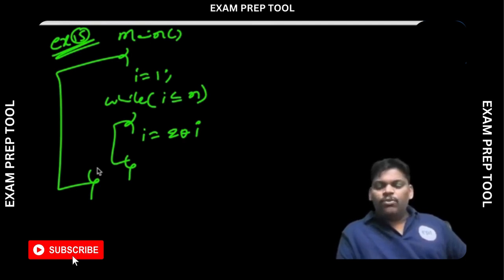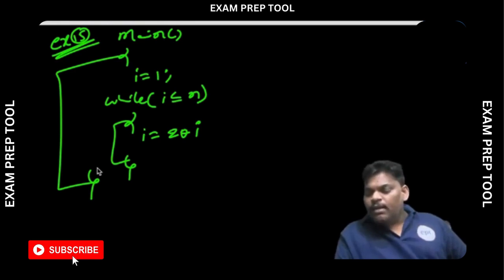Can you see this problem? I is equal to 1, while I less than or equal to n, I is equal to 2 into I. In this problem, I is incrementing always by double. That means if I value at some point of time is 1 lakh, in the next round it will become 2 lakh. If 2 lakh, in the next round it will become 4 lakh. 4 lakh becomes 8 lakh, 8 lakh becomes 16 lakh. It is growing fast because of doubling, so this loop will take less time.